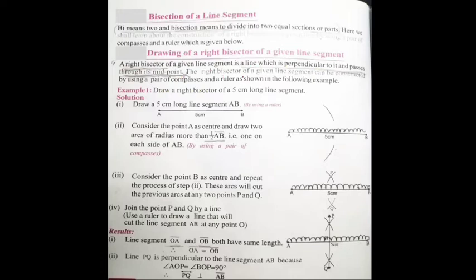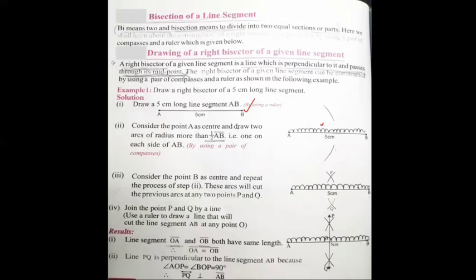The right bisector of the given line segment can be constructed by using a pair of compasses and a ruler, as shown in the following example. Here we have a book example: draw a 5 centimeter long line segment, first of all with the help of a ruler. This is the line segment.